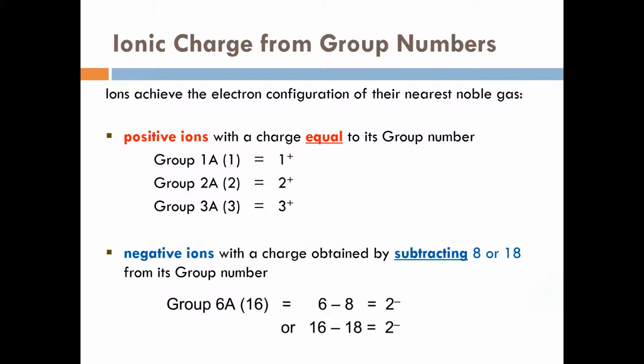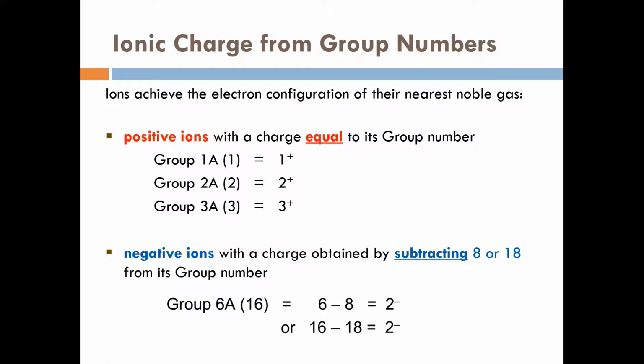For our negative ions or our anions, you are going to subtract 8 or 18 from the group number. So if you're using the 6A group number, we're going to subtract 8. If you use 16, just subtract 18, okay? But anything in group 6, we're going to go 6 minus 8 gives us a -2, okay? If we had a 5 here, 5 minus 8 would give us a -3. Or group 7, 7 minus 8 gives us a -1.